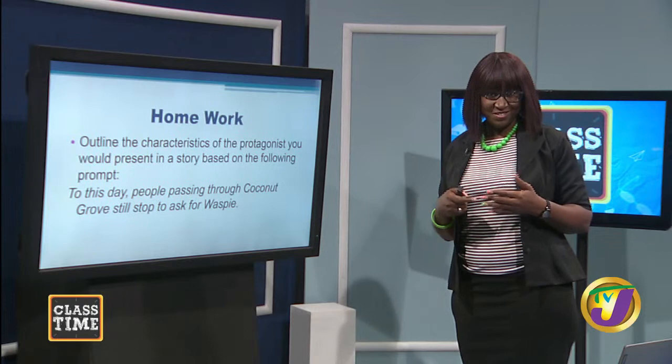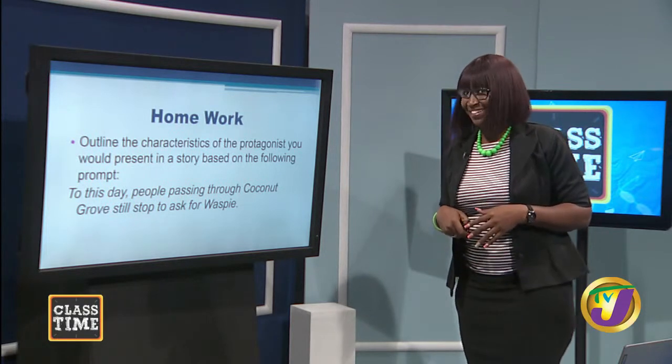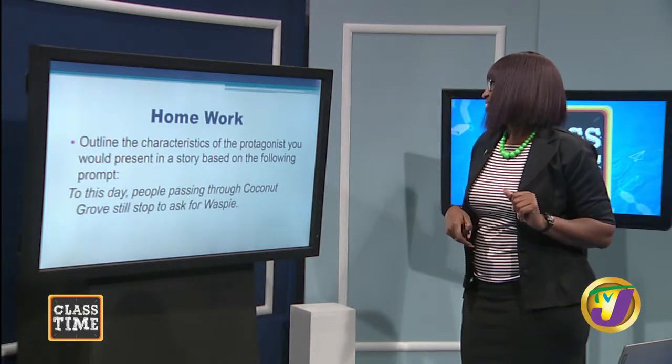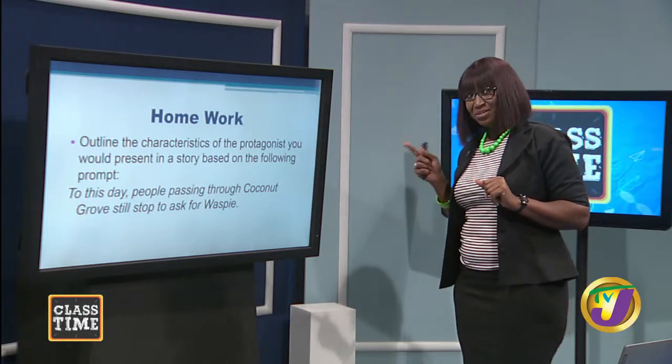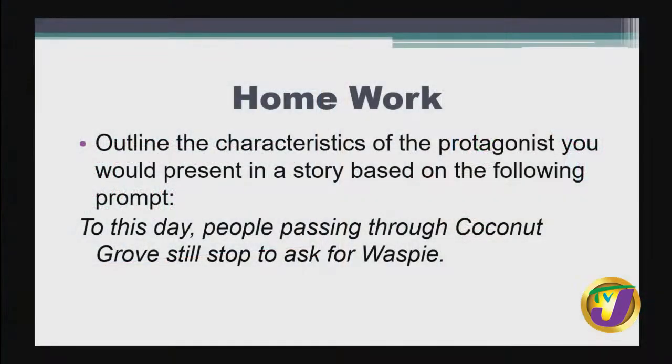Now, of course, you need to get homework. What do you think? You thought you would get away? No, you did not. So here is what you need to do. You're going to outline the characteristics of the protagonist you would have in this story prompt. So this is a prompt. To this day, people passing through Coconut Grove still stop and ask for Waspy.